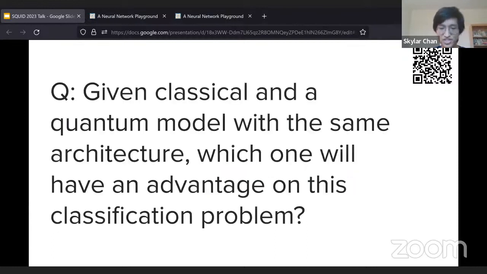So here's our experimental question. Given a classical model and a quantum model with the same architecture, which one will have an advantage on this classification problem?